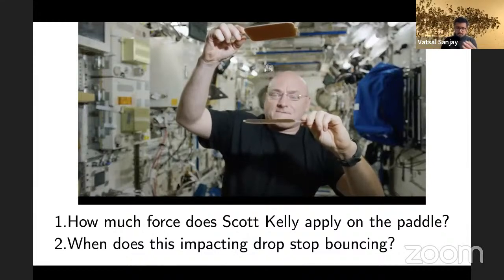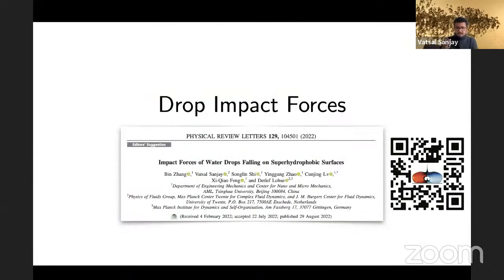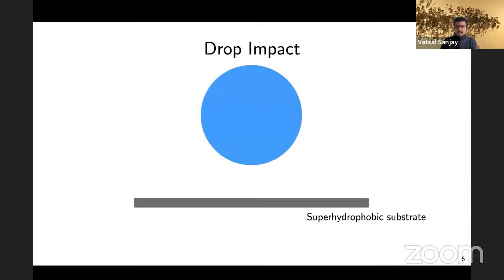So let's dive into story number one, which is the drop impact forces, recently published in PRL, which is this article over here. And what we have is something like this. If we draw it schematically, that's what you will get. Basically, you have a spherical droplet with diameter d0 and velocity v0 falling on this superhydrophobic substrate.